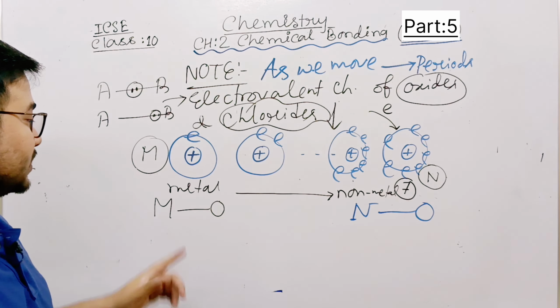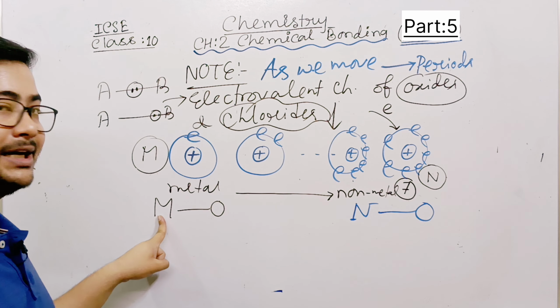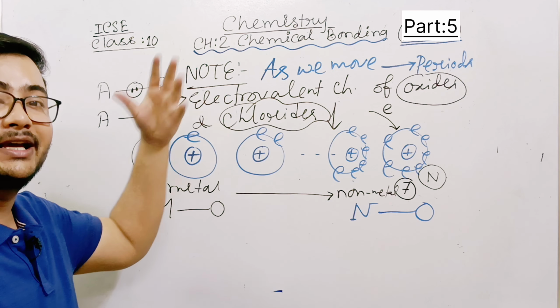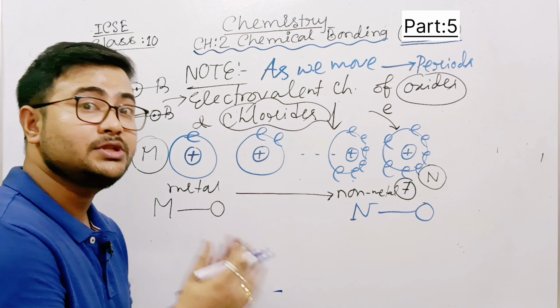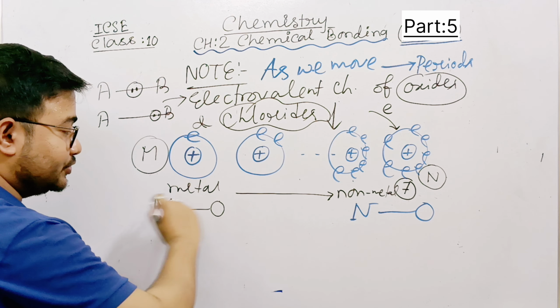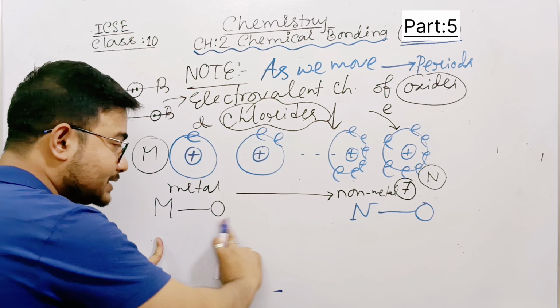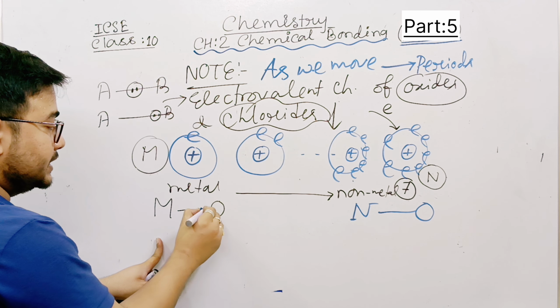Now tell me, here metal means losing the electron. Since metal has the character to lose the electron, the metal tries to lose it towards the direction of oxygen, and oxygen tries to pull.